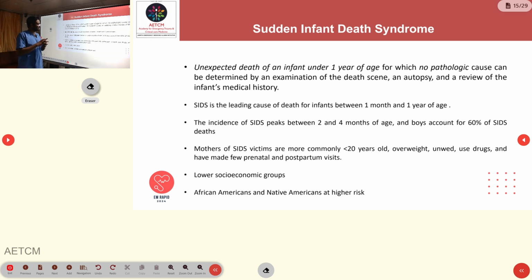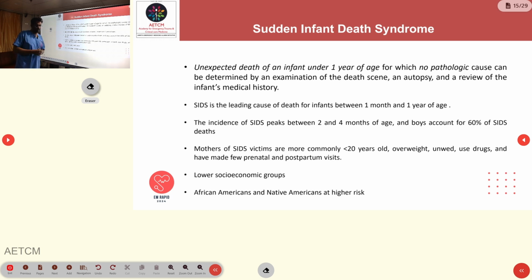We will go to the definition, that is the unexpected death of an infant under 1 year of age, for which no pathological cause can be determined by the examination of the death scene, the history, and also the autopsy. SIDS is the major cause of death of infants between the age of 1 month to 1 year.